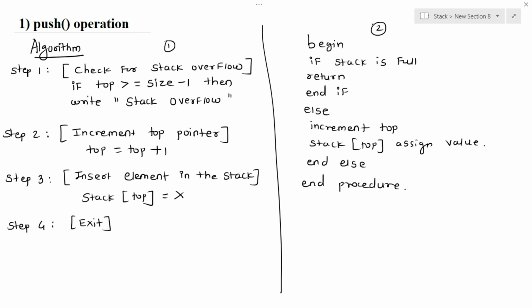Let's revise once again what is meant by push operation. The process of inserting an element or an item into the stack is called a push operation. So before inserting an element into the stack, we have to first check whether the stack is full or not. That means we have to check the overflow condition. If the stack is full, then we are not able to insert an element into the stack. Otherwise, increment the top pointer, because the stack has only one pointer, that is called the top of the stack. So increment the top pointer by 1 and then insert the element at the top of the stack. That means stack of top equal to x. For example, stack of top equal to 10 and then exit. So in this way you can write down the algorithm.